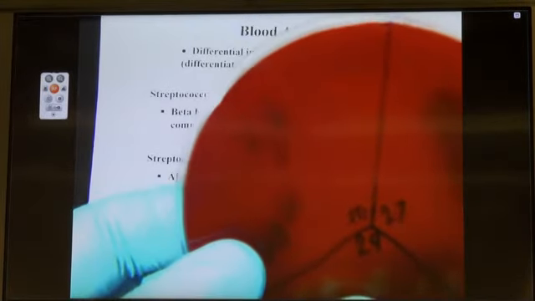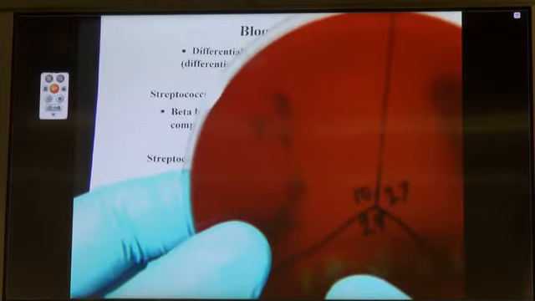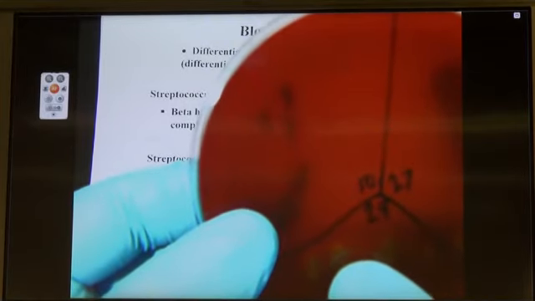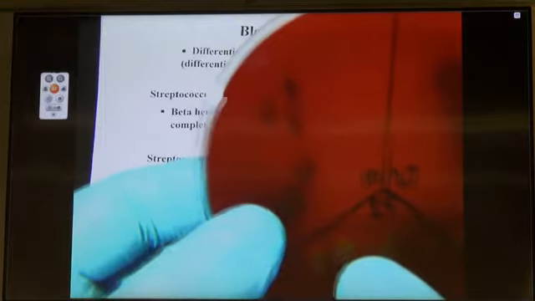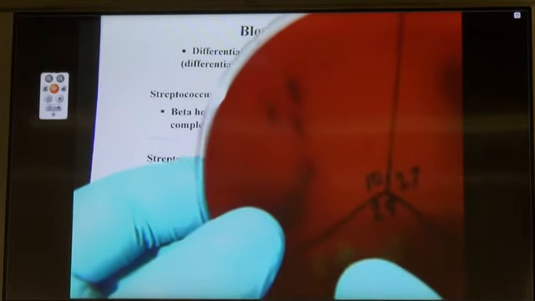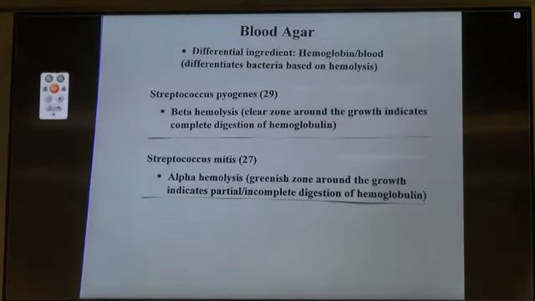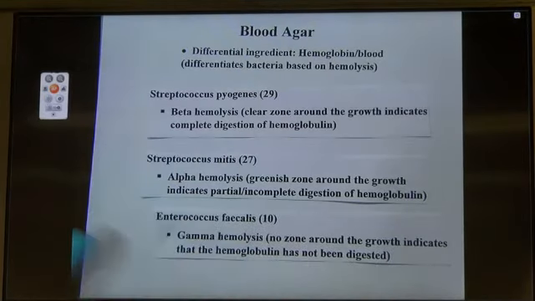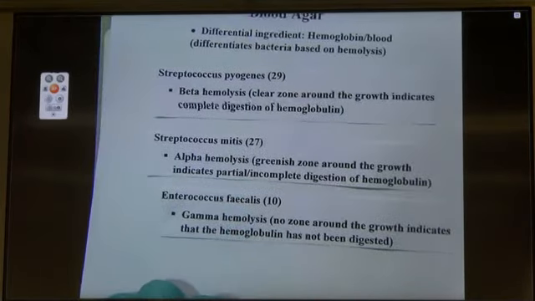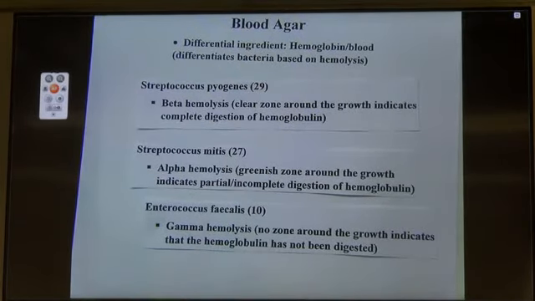And then finally, this right here. Nothing going on there. No zone. That's called gamma. Bacteria is not touching the hemoglobin. Gamma hemolysis is caused by Enterococcus faecalis, no zone. So those are your three types of hemolysis. Beta, complete digestion; alpha, partial hemolysis; and gamma, no hemolysis of hemoglobin.